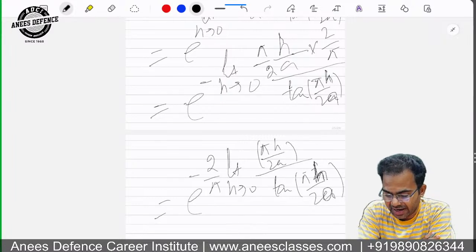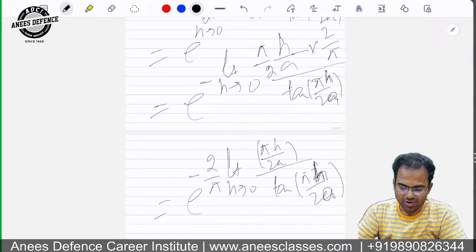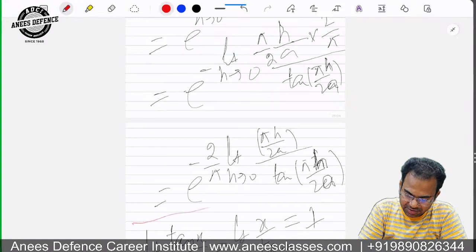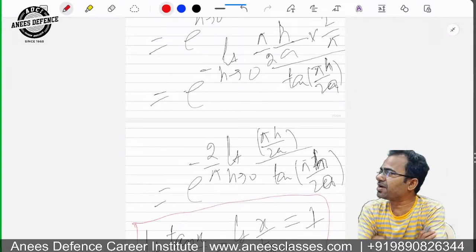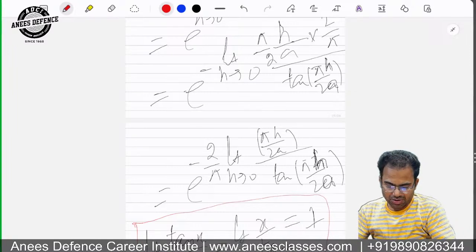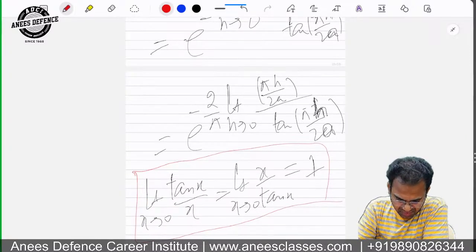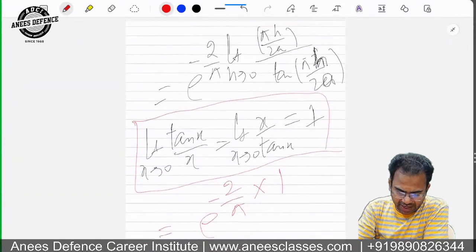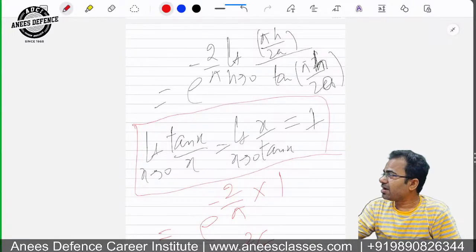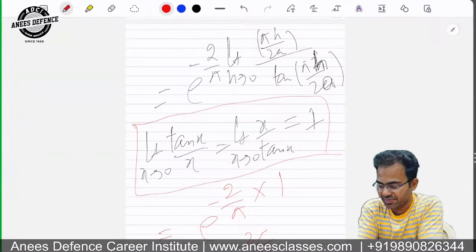Now the angle of tan and the numerator are same. Limit x tends to 0 of tan x upon x, or limit x tends to 0 of x upon tan x, both are equal to 1. Write it if you don't know. So finally, I will get e to the power minus 2 upon pi into 1. So the answer is e to the minus 2 upon pi. This is your final answer. Have you understood this, students? Tell me with your response.